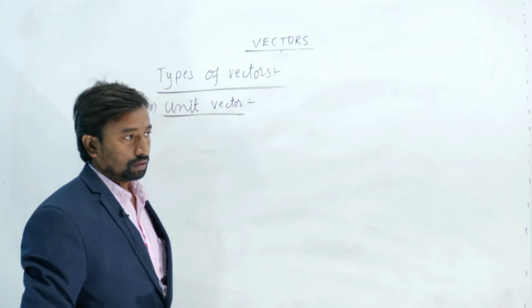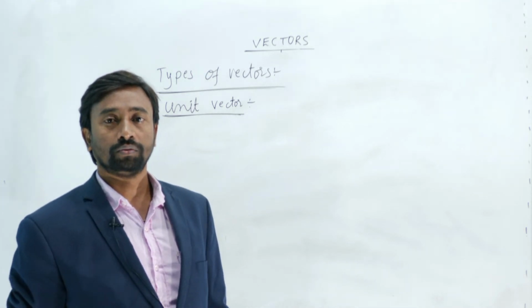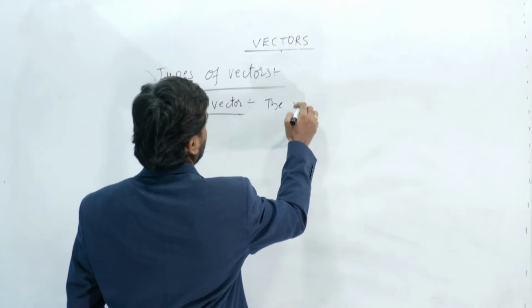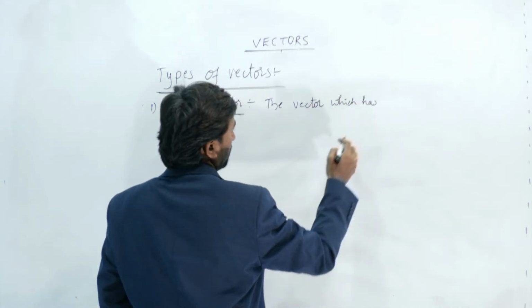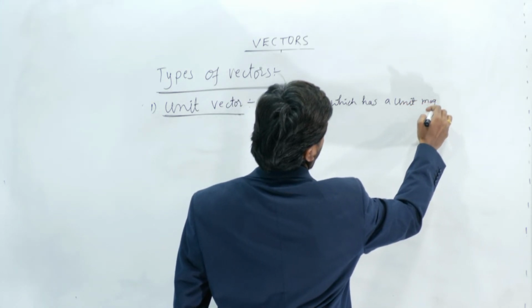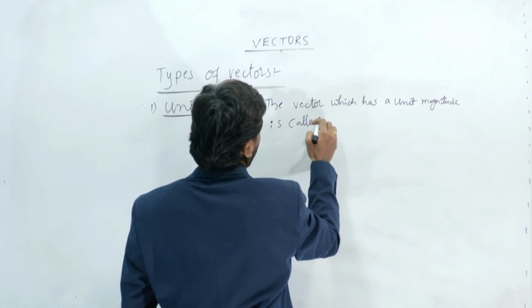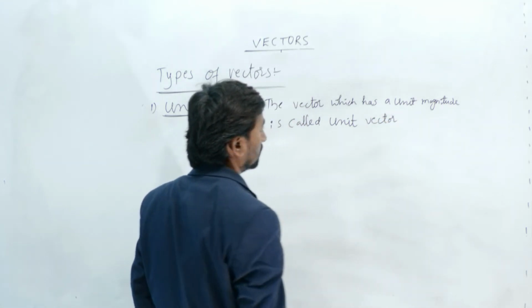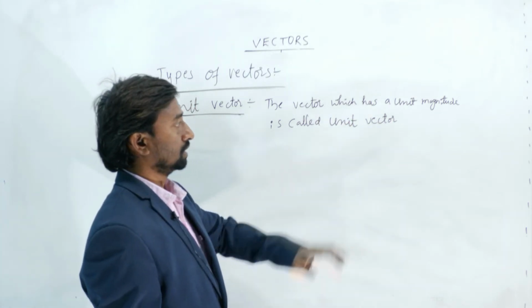So what is a unit vector? The vector which has its magnitude equal to 1 is called a unit vector. The vector which has a unit magnitude is called a unit vector. Unit magnitude is nothing but the magnitude of that vector being equal to 1. If the vector has a magnitude of 1, then we can say that it is a unit vector.